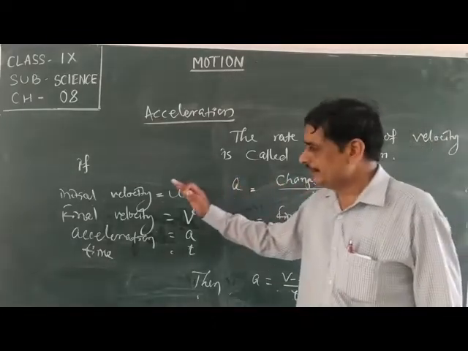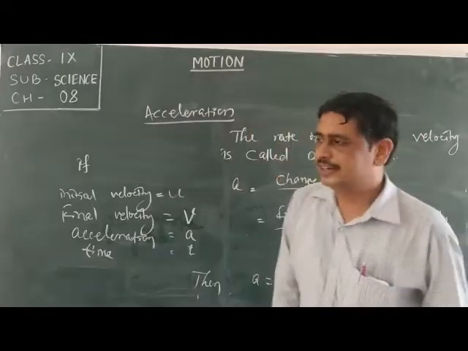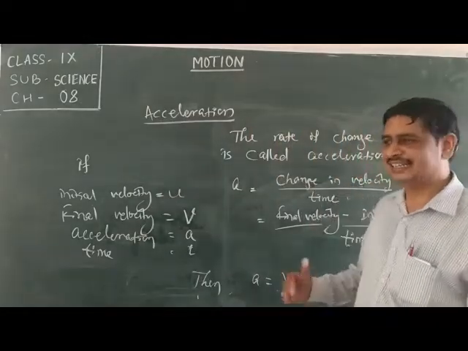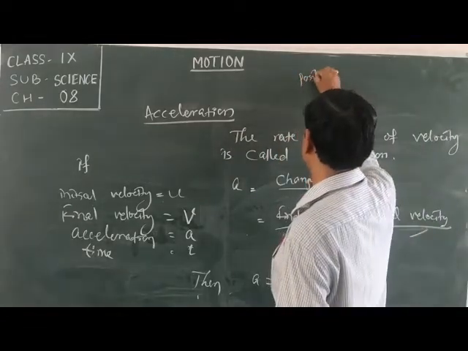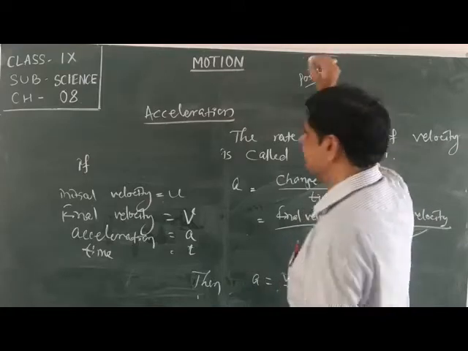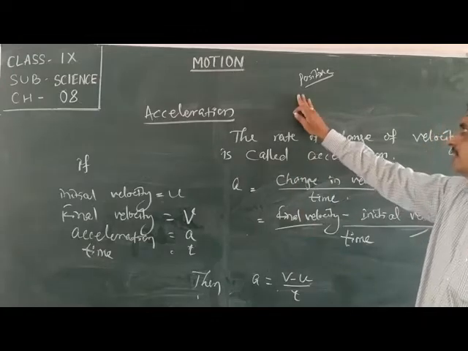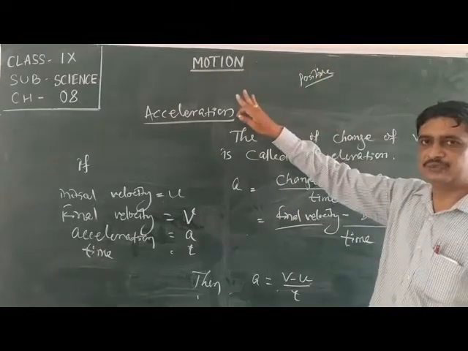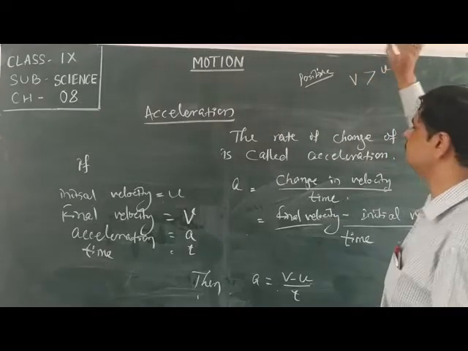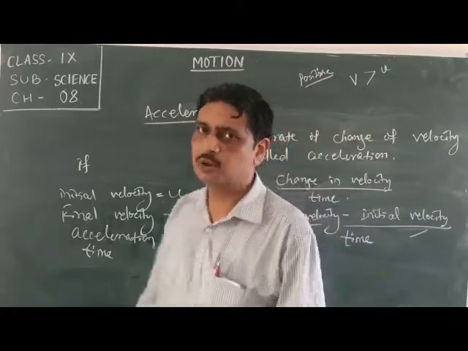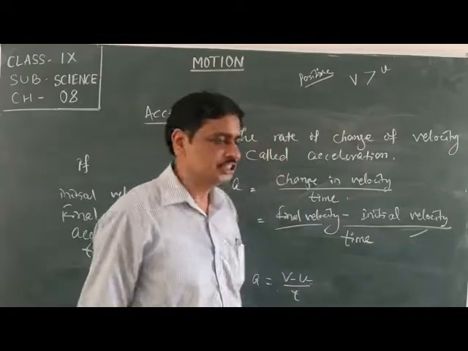Next, if the velocity increases from time to time, when it is observed that the velocity is increasing, then acceleration is said to be positive. If velocity is increased, then the acceleration will be positive, that is v is greater than u. Final velocity is more than initial velocity. Here velocity is increased, in that case acceleration will be positive.